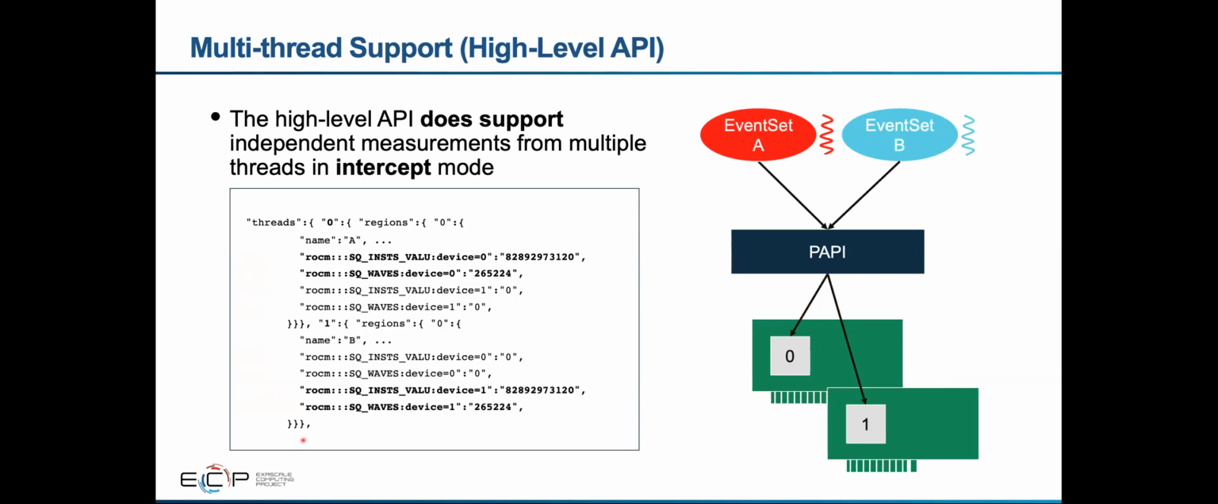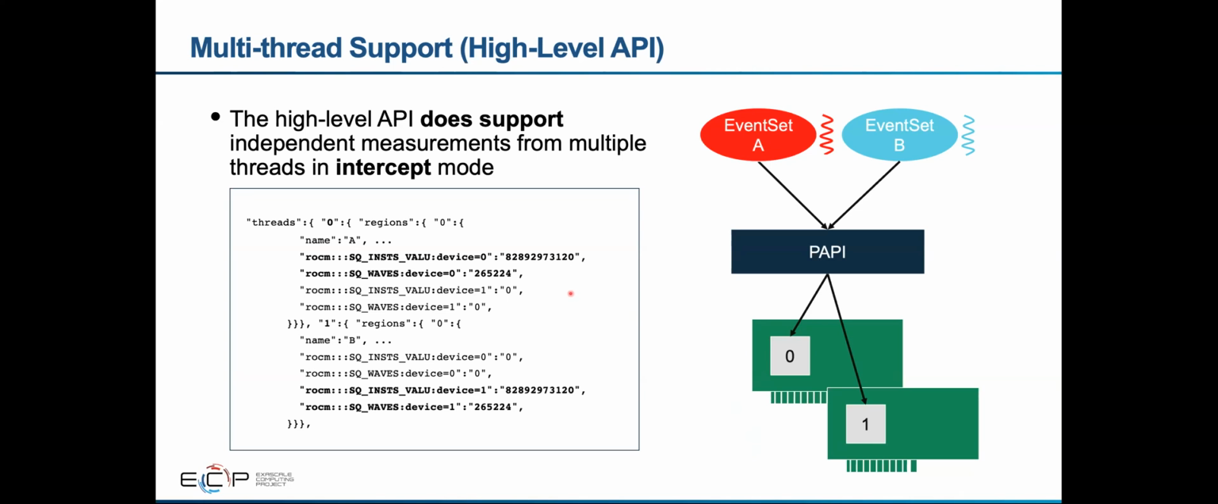All right, this is an example of what can be done with the high-level API. In this specific example, we have the report generated by the high-level API for 2 events, sets A and B, on the corresponding threads. Each thread uses only one device, but has events for both of the devices. Because, as said before, the PAPI events environment variable applies to all the threads.